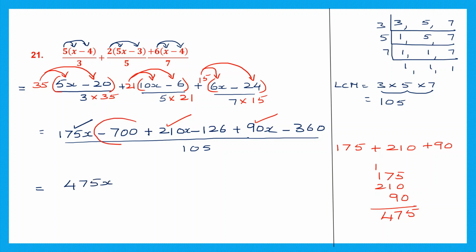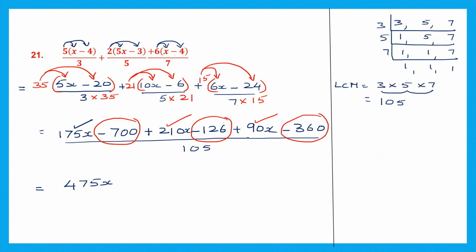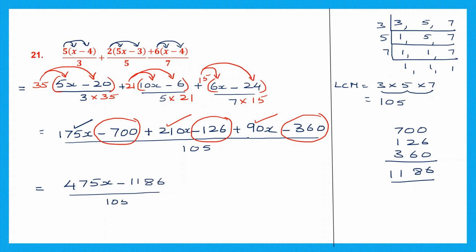So here we have minus 700. Then here we have minus 126 and minus 360. And since it's all minus, we put the same sign, but we add everything. So let's add up 700 plus 126 plus 360. So here we have 6, 2 plus 6 is 8, 7, 8, 9, 10, 11, 1186. So 1186, and then our denominator here is 105.